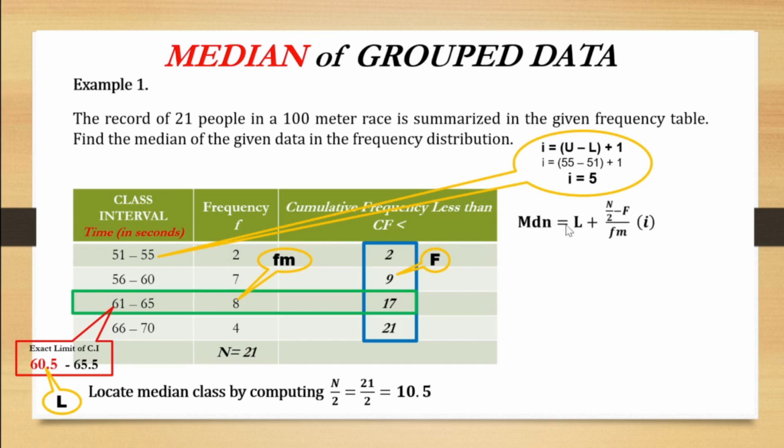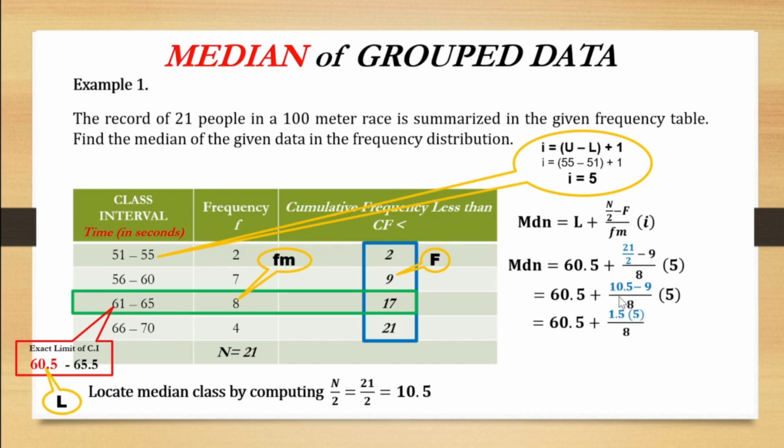Using our formula, median is equal to L plus N over 2 minus F over Fm times the class size interval. So as we are going to substitute now, we have 60.5 plus 21 over 2 minus 9 over 8 times 5. As we simplify now, 21 over 2 becomes 10.5, then 10.5 minus 9 is equal to 1.5.